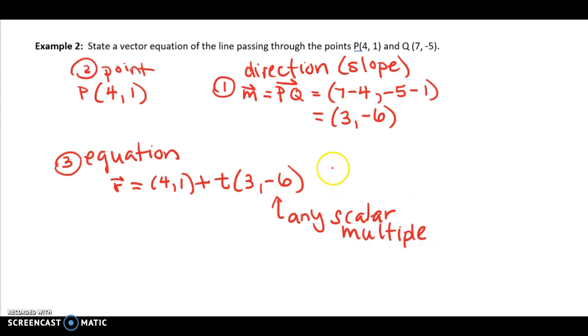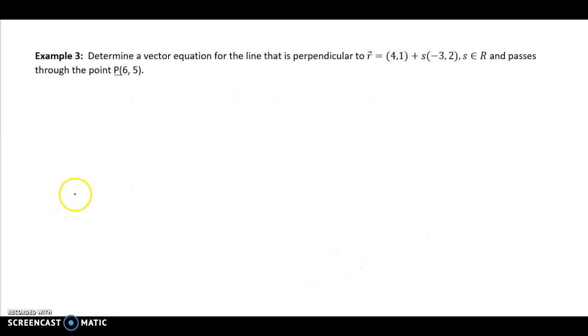And we do also need to define that t can be any real number because it is an entire line that's continuous across. All right, we're going to look at example 3. Determine a vector equation for the line that is perpendicular to [4, 1] plus s[-3, 2], s is an element of the real numbers, and passes through the point (5, 6).